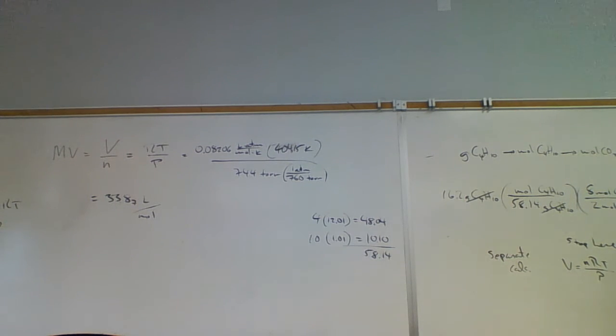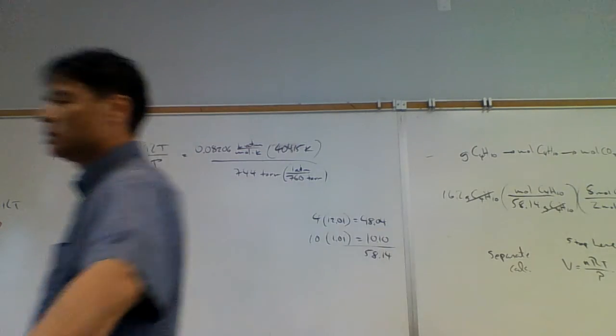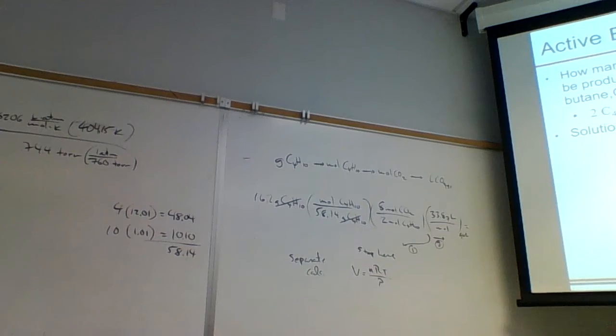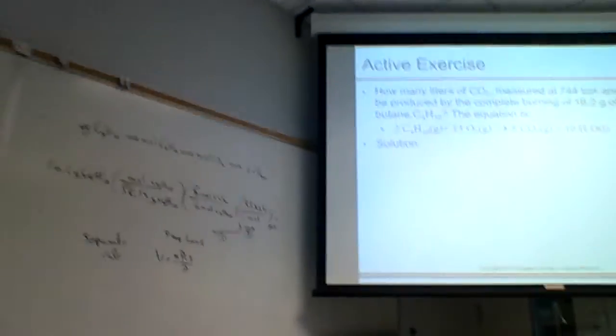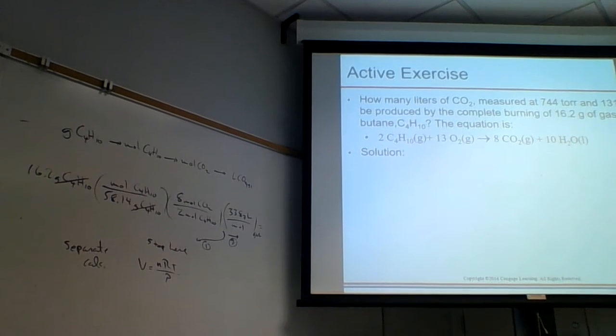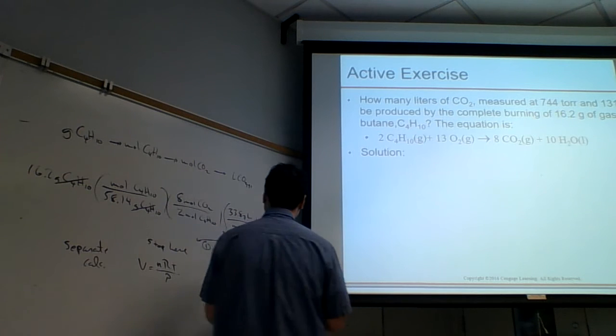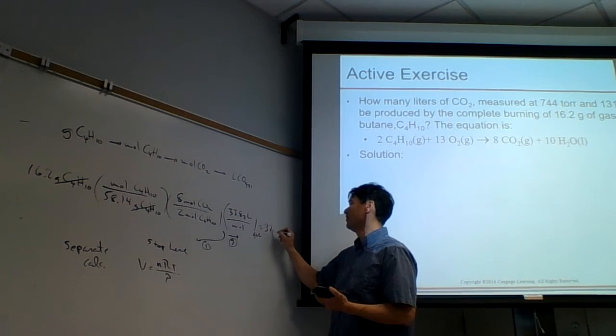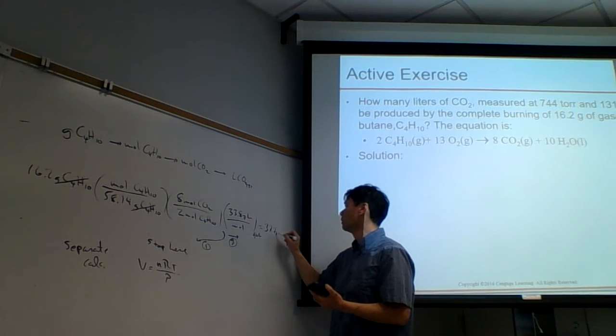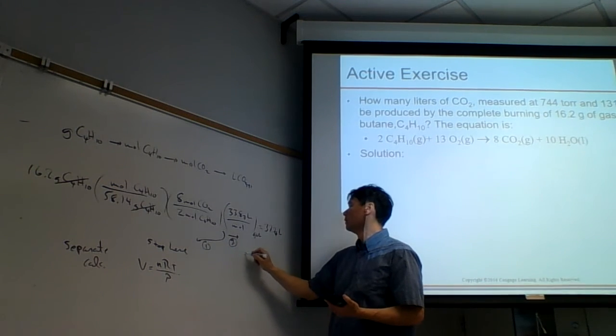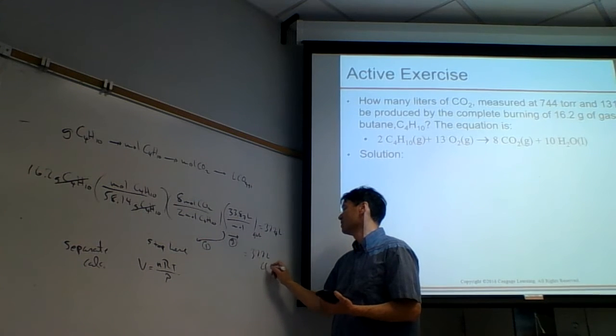Well, anyway, let's go ahead and calculate how many liters of CO2 is generated here. And so we go 16.2 divided by 58.14 times 8 divided by 2 times 33.87. So we get 37.74 liters. In other words, 37.7 liters of CO2 gas.